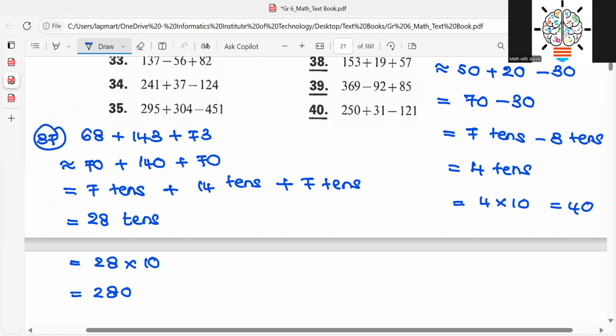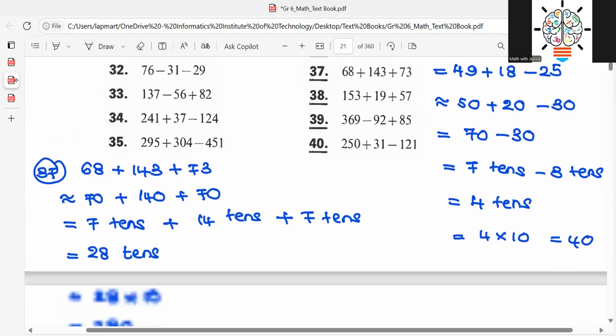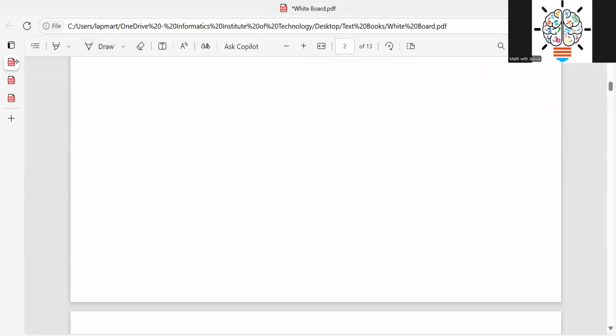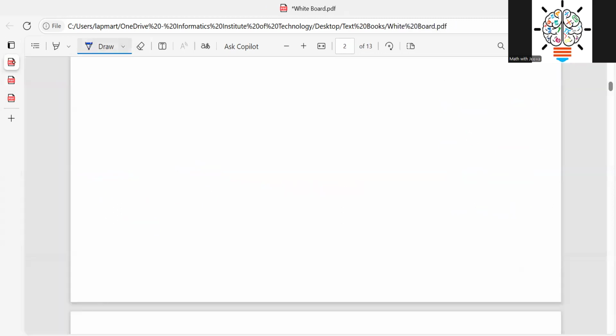Right? How many questions do we have more? We did 36 and 37, right? So then we have only 3 questions. Question 38, we will discuss it. 153 plus 19 plus 57. First I will mark this. Right? So then I can write 153 plus 19 plus 57.